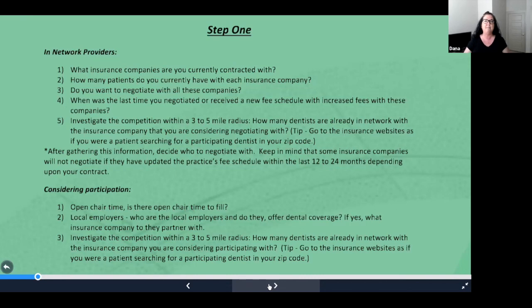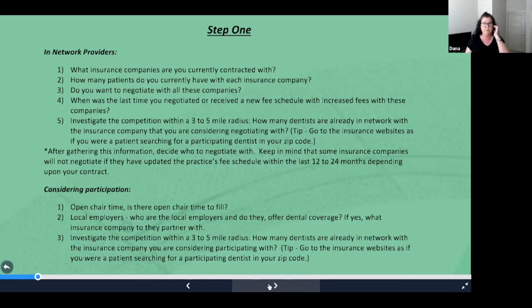So I want to make a decision on which companies I want to negotiate with at first. Now, once you get really good at this, or you have somebody do it for you, then you can start nitpicking with the ones that aren't going to negotiate. So top 3 insurance companies that won't negotiate: MetLife, Delta Dental, and United Concordia.